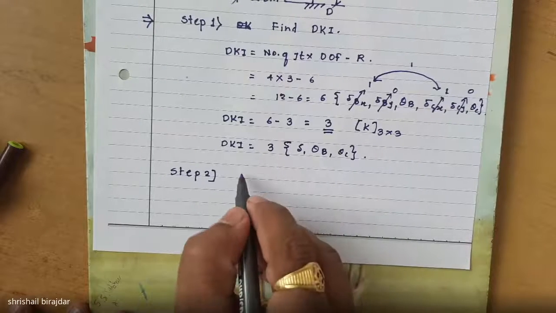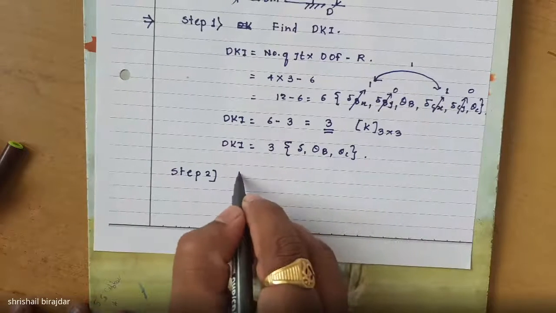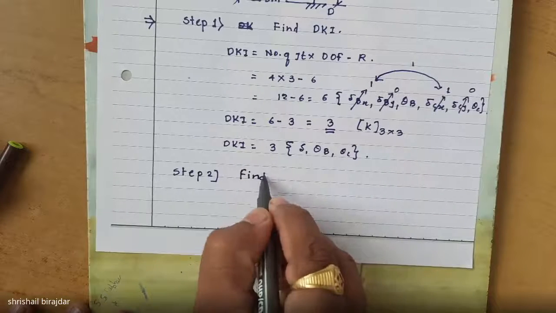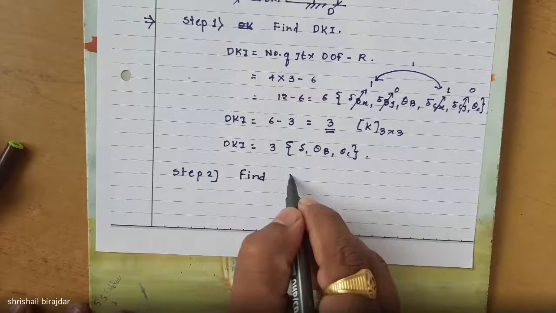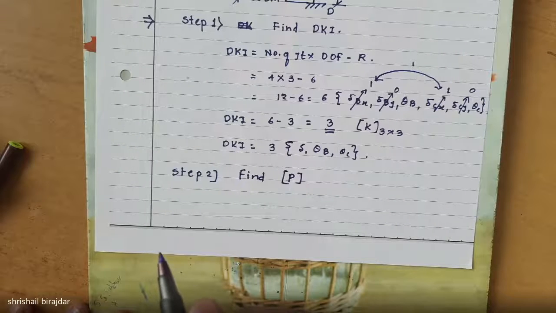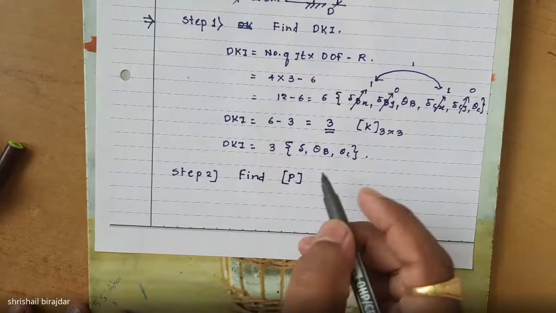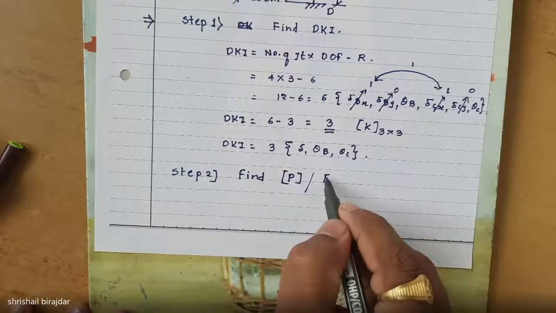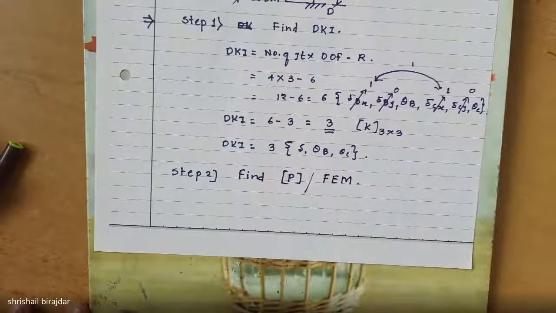Once again recollect all the previous lectures. Find the P matrix. How will you find the P matrix? Or exactly, you will find the fixed end moment. Okay, fixed end moment.